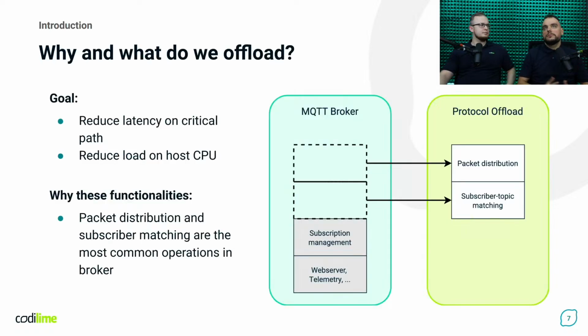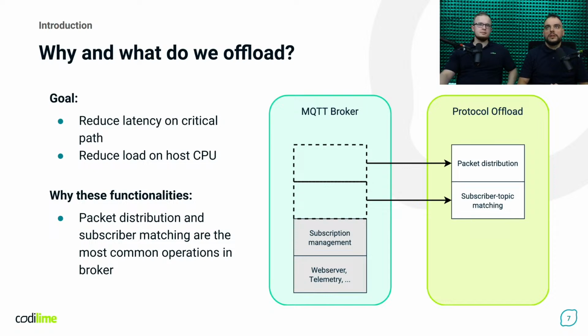And what do we mean by offloading this workflow? As with any offloading project, we have two goals. We want to reduce latency on some kind of critical path. In our case, it's the distribution time. So the time from the sending the message by the publisher to receiving it by all the subscribers. And the second goal is that we want to reduce load on the host CPU.